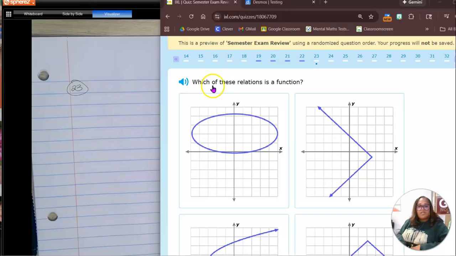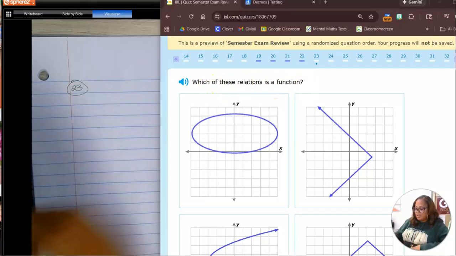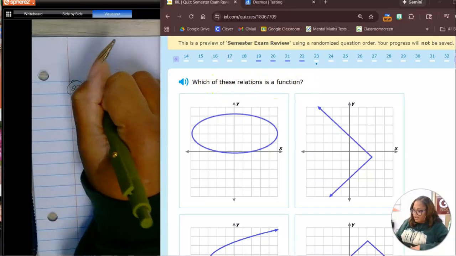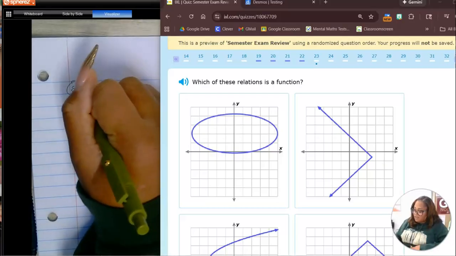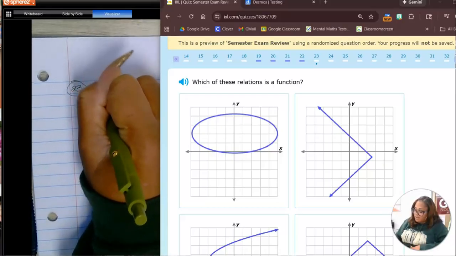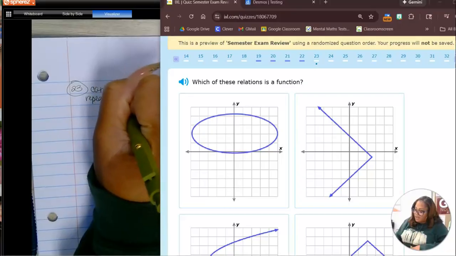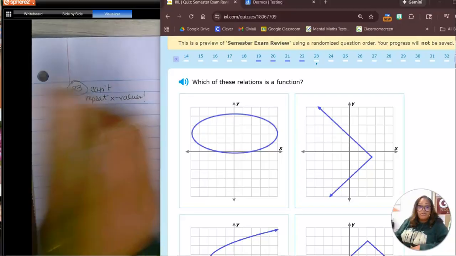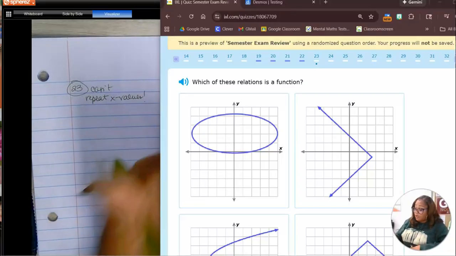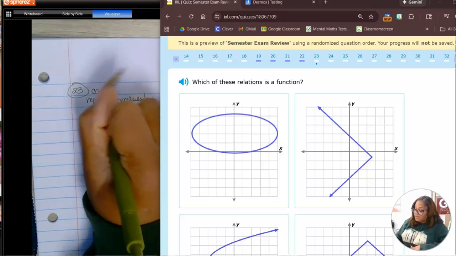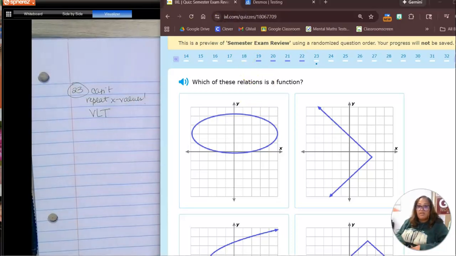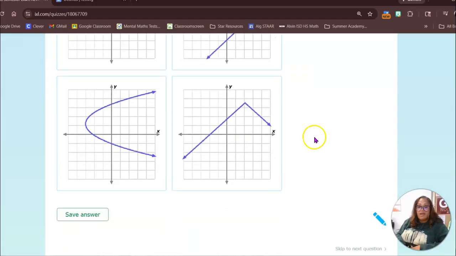Okay, this question says, which of these relations is a function? Remember, I cannot repeat my x values. So it has to pass the vertical line test, VLT. That means if I draw a vertical line going through this, how many times will it cross? It may only cross once.